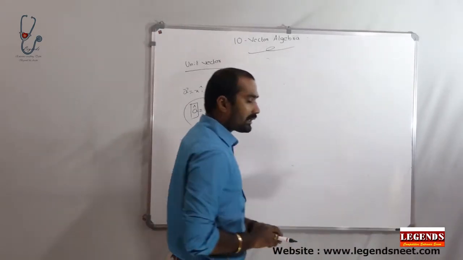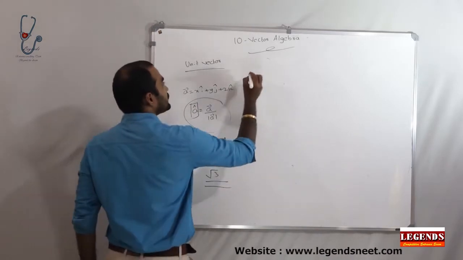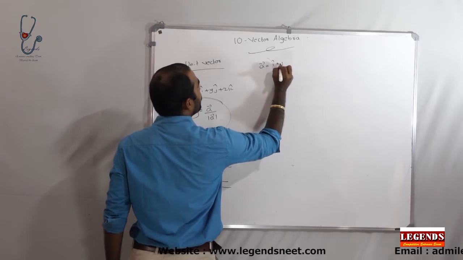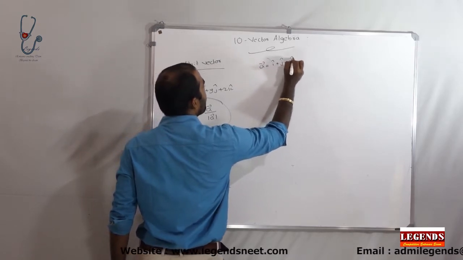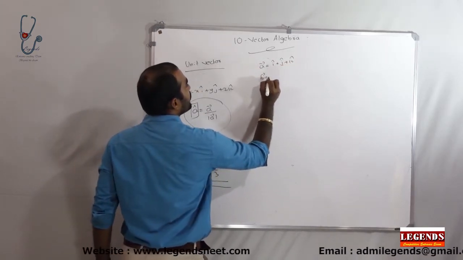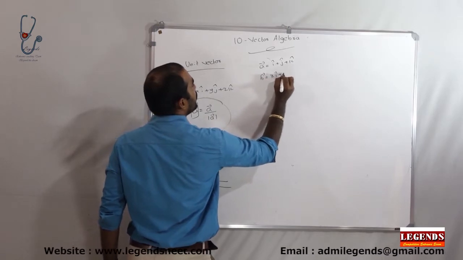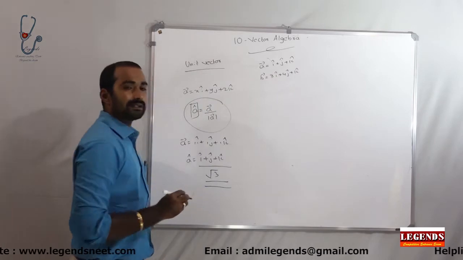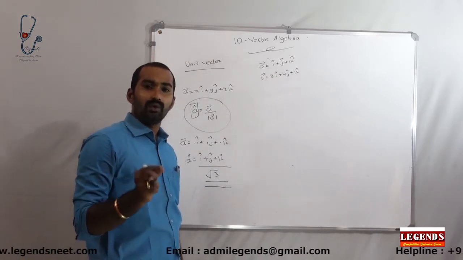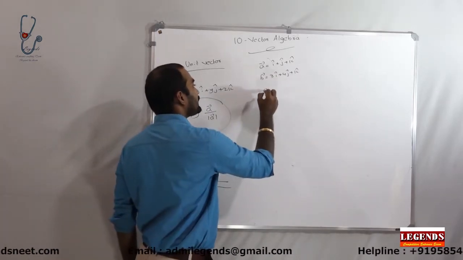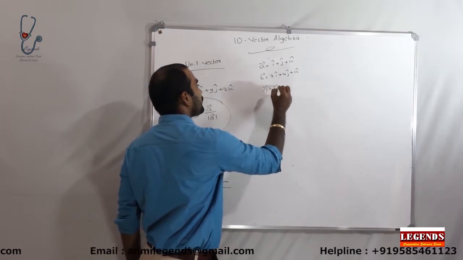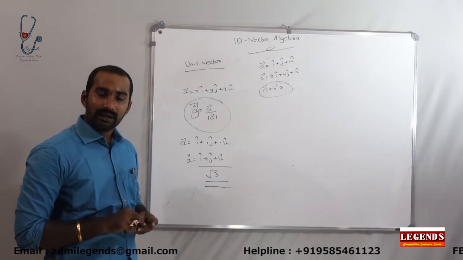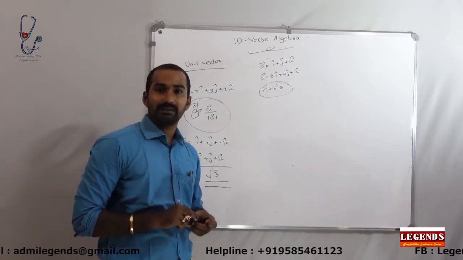Okay, next one example. Please listen. A vector is equal to i plus j plus k, and B vector is equal to 3i plus 4j plus k. The question is, find a unit vector in the direction of A vector plus B vector.